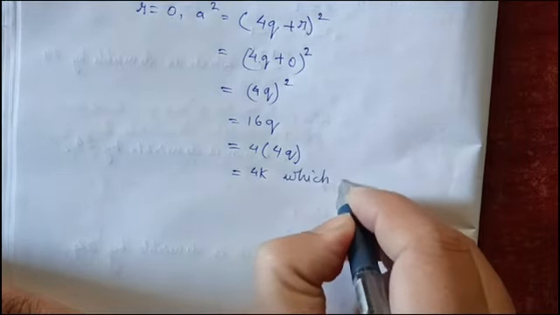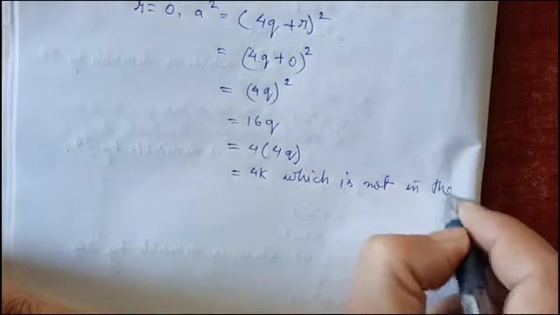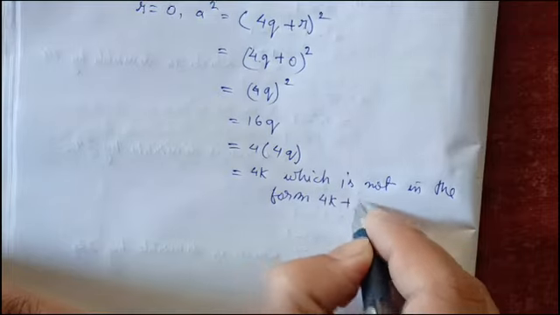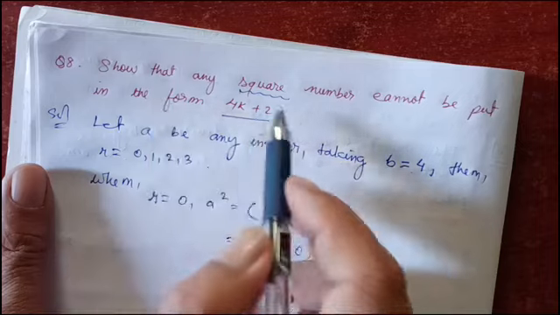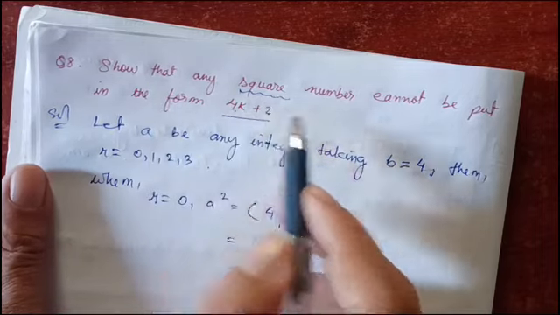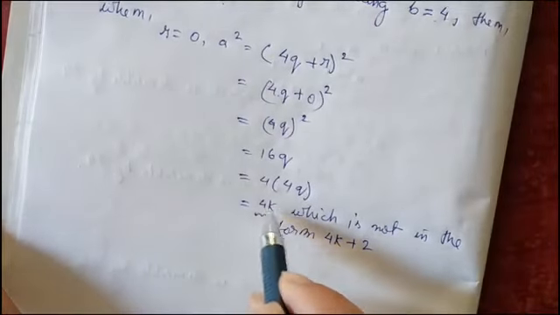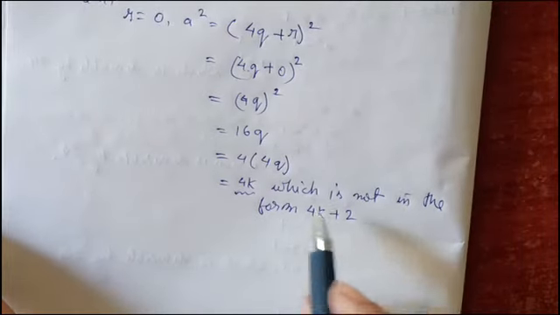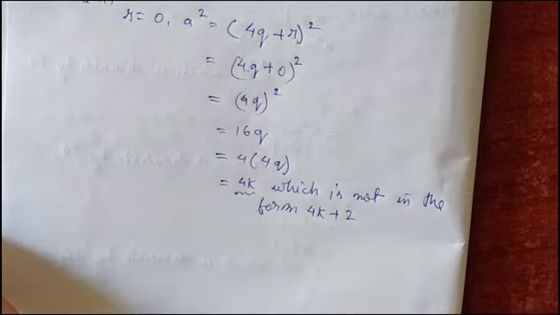Which is not in the form 4k plus 2. So is it correct? Look here. Those square numbers we cannot put in the form 4k plus 2. Here we get only 4k. So we did not get 4k plus 2, which is not in the form 4k plus 2.